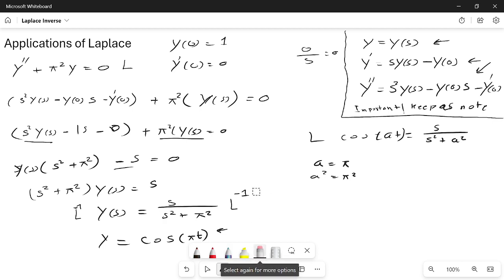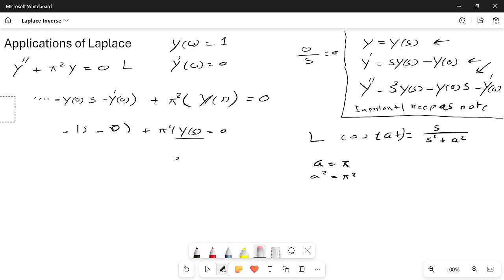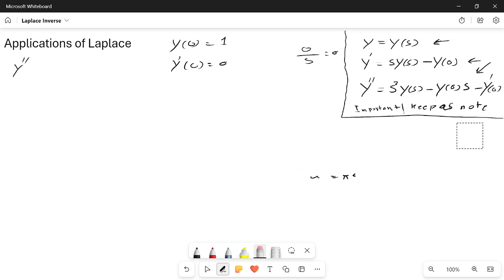For example, let's take another one. Let's take another differential equation and see where it goes. For example, if we have y double dash plus 2y dash minus 8y is equal to 0, and y of 0 is equal to 1, and y dash of 0 is equal to 8.